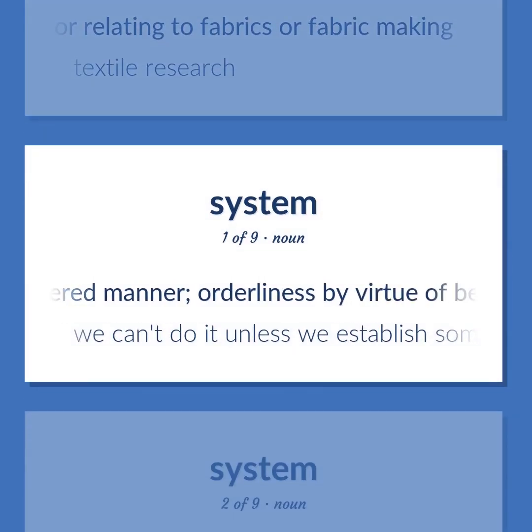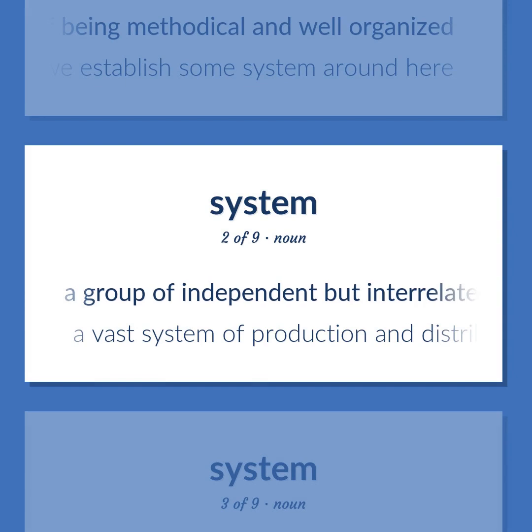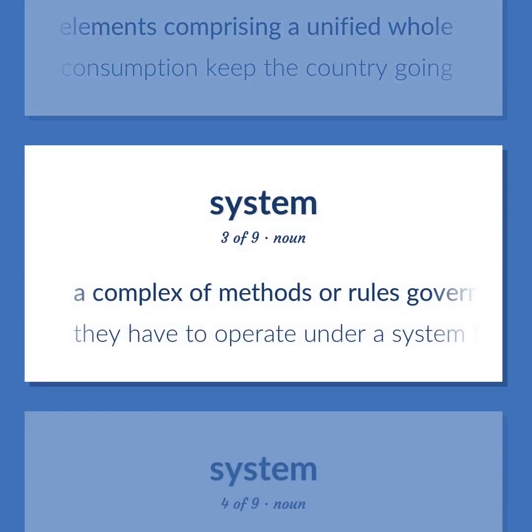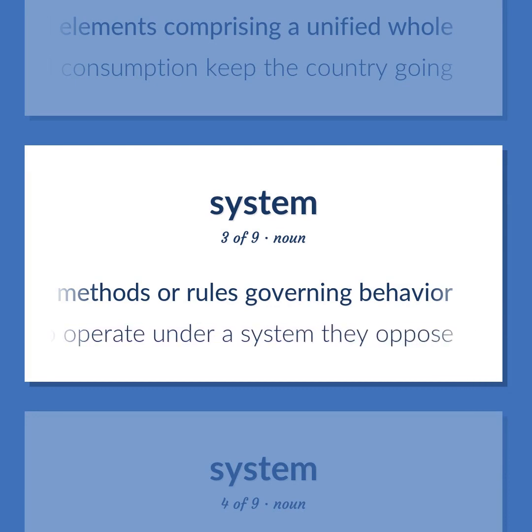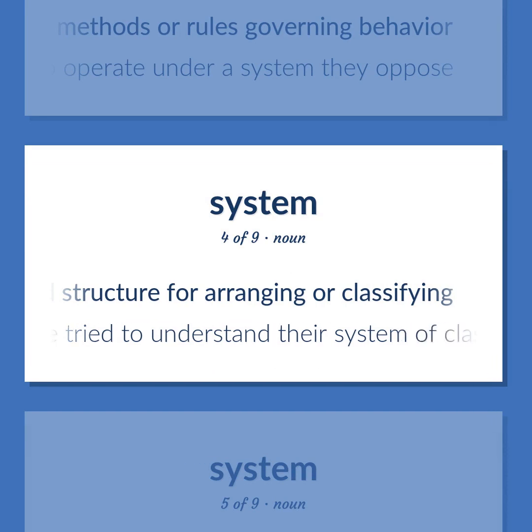An ordered manner. Orderliness by virtue of being methodical and well organized. We can't do it unless we establish some system around here. A group of independent but interrelated elements comprising a unified whole. A vast system of production and distribution and consumption keep the country going. A complex of methods or rules governing behavior. They have to operate under a system they oppose. An organized structure for arranging or classifying. He tried to understand their system of classification.